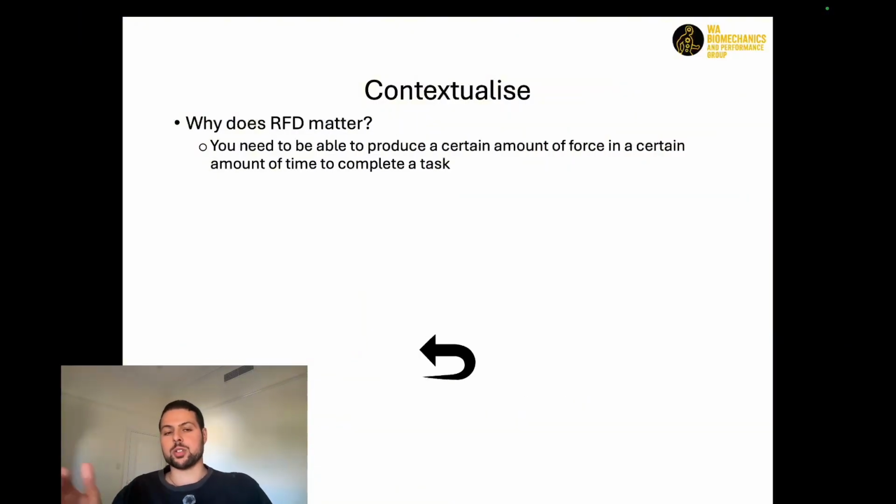And then we take it one step further and we go, okay, peak force matters, but why does rate of force development matter? It's because you need to be able to produce a certain amount of force, but you need to do that in a certain amount of time to achieve a task. So the example I use, like you're going upstairs, right? You don't have 10 seconds or 5 seconds to produce that knee extensor moment to get up a flight of stairs. It would take forever. So you need to produce that force quickly, right?